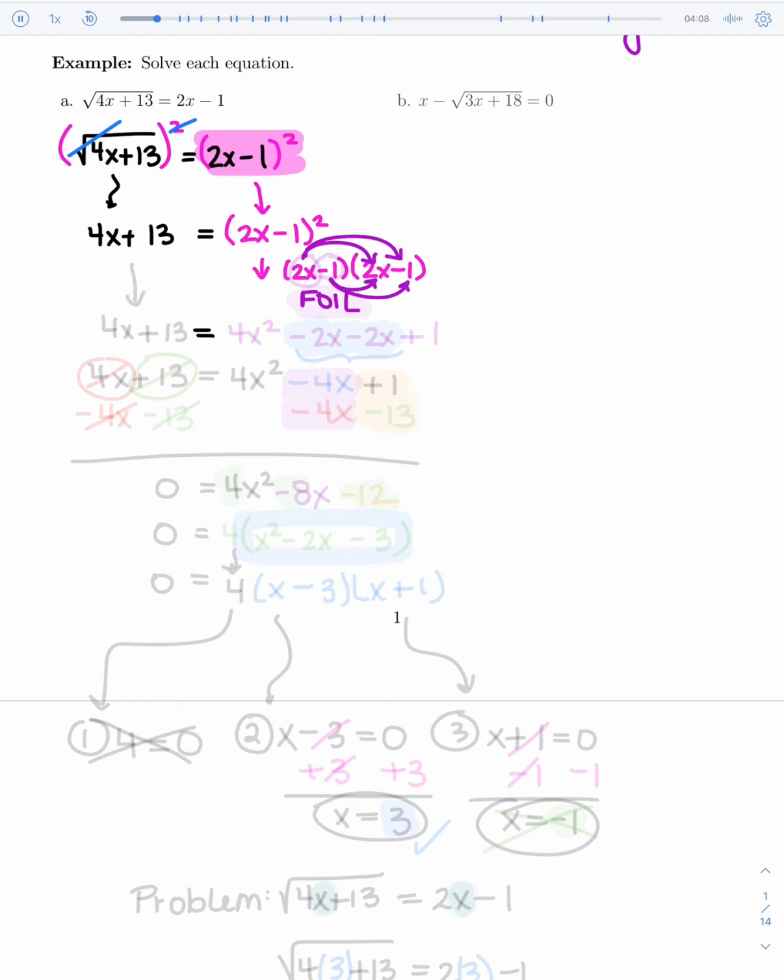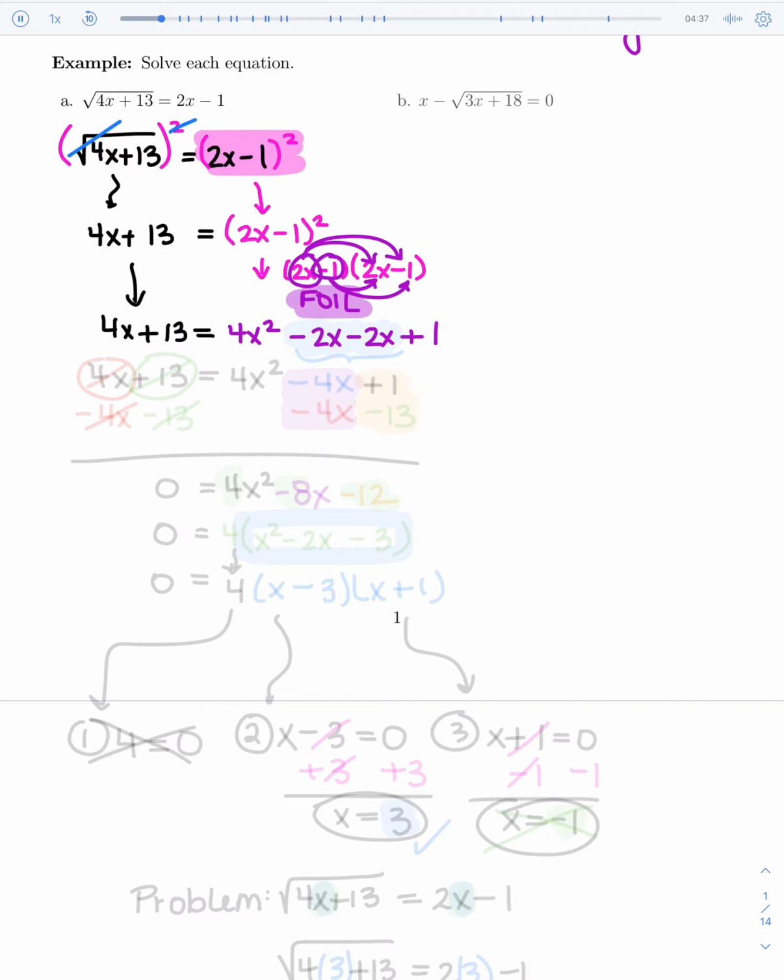Multiplying out your 2x first gets you 2x times 2x, which will get you 4x squared. Then the 2x times the negative 1 gets you a negative 2x. Then the negative 1 times the 2x gets you another negative 2x, and a negative 1 times the negative 1 gets you a positive 1. What we're just doing is FOILing here. On the other side, we've left that alone for now. That was a 4x plus 13.